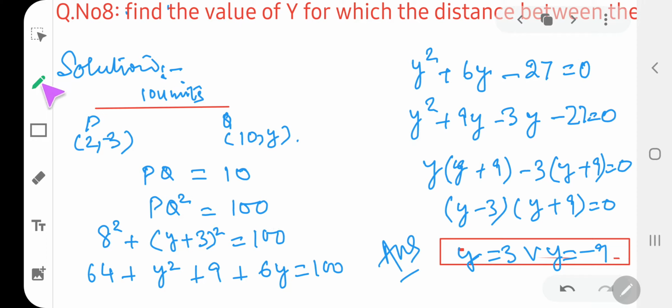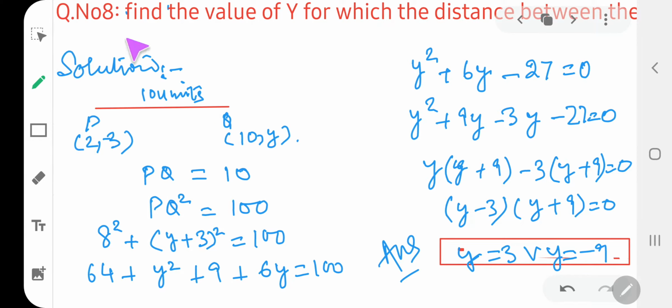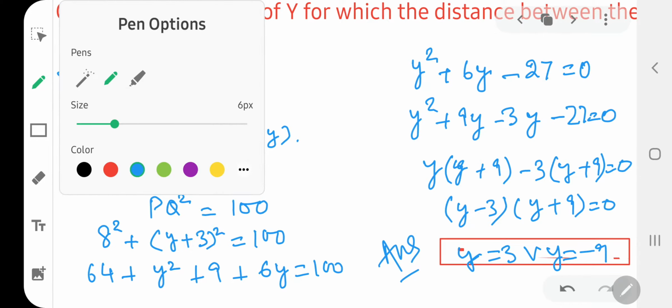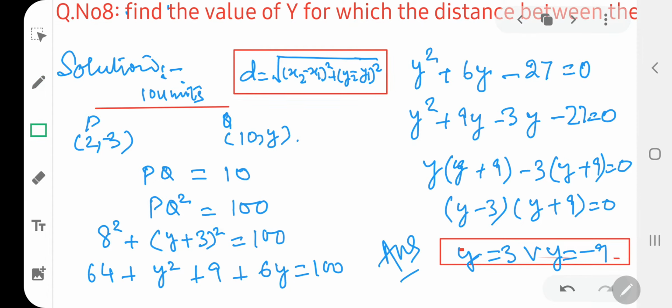And the distance formula you will write once again in this question also. The distance formula is D equal to under the root x2 minus x1 whole square plus y2 minus y1 whole square. You must write the formula once. That will help you to score marks. Okay. Now children, we will continue.